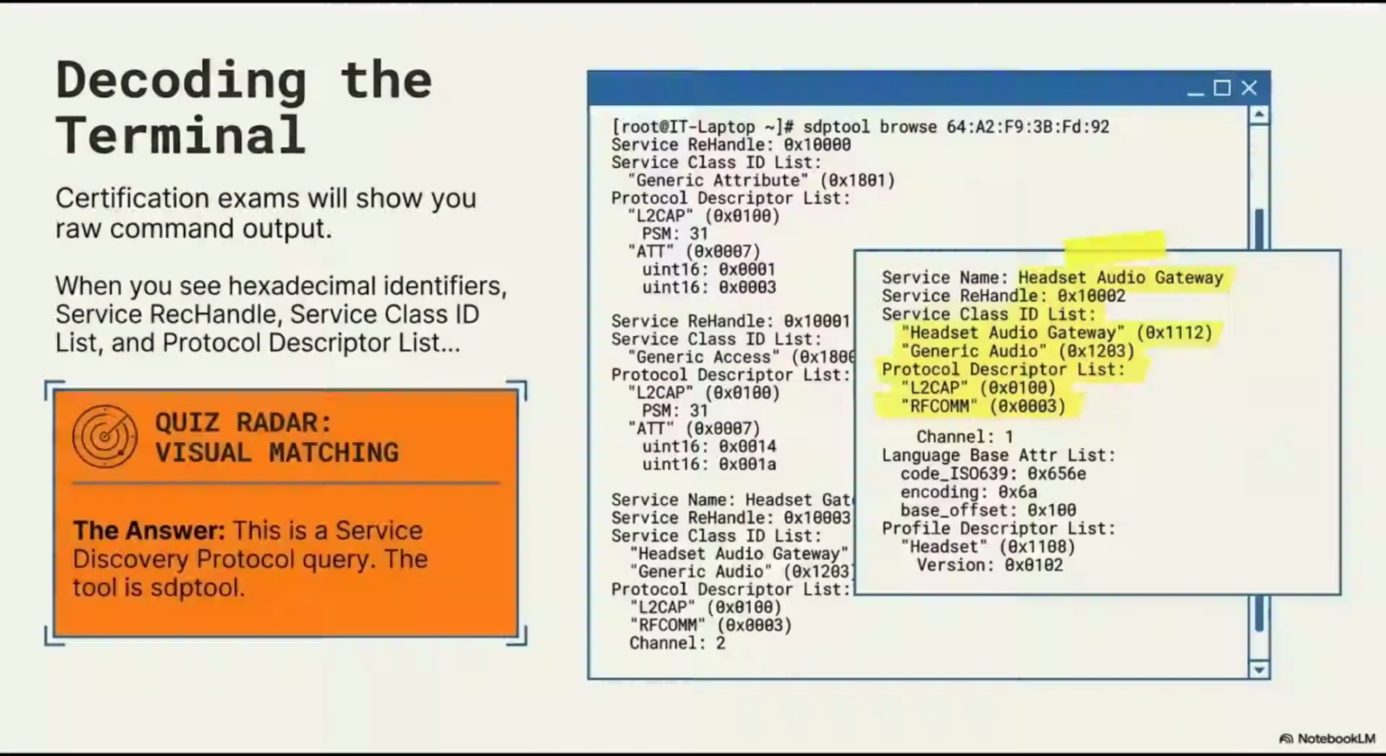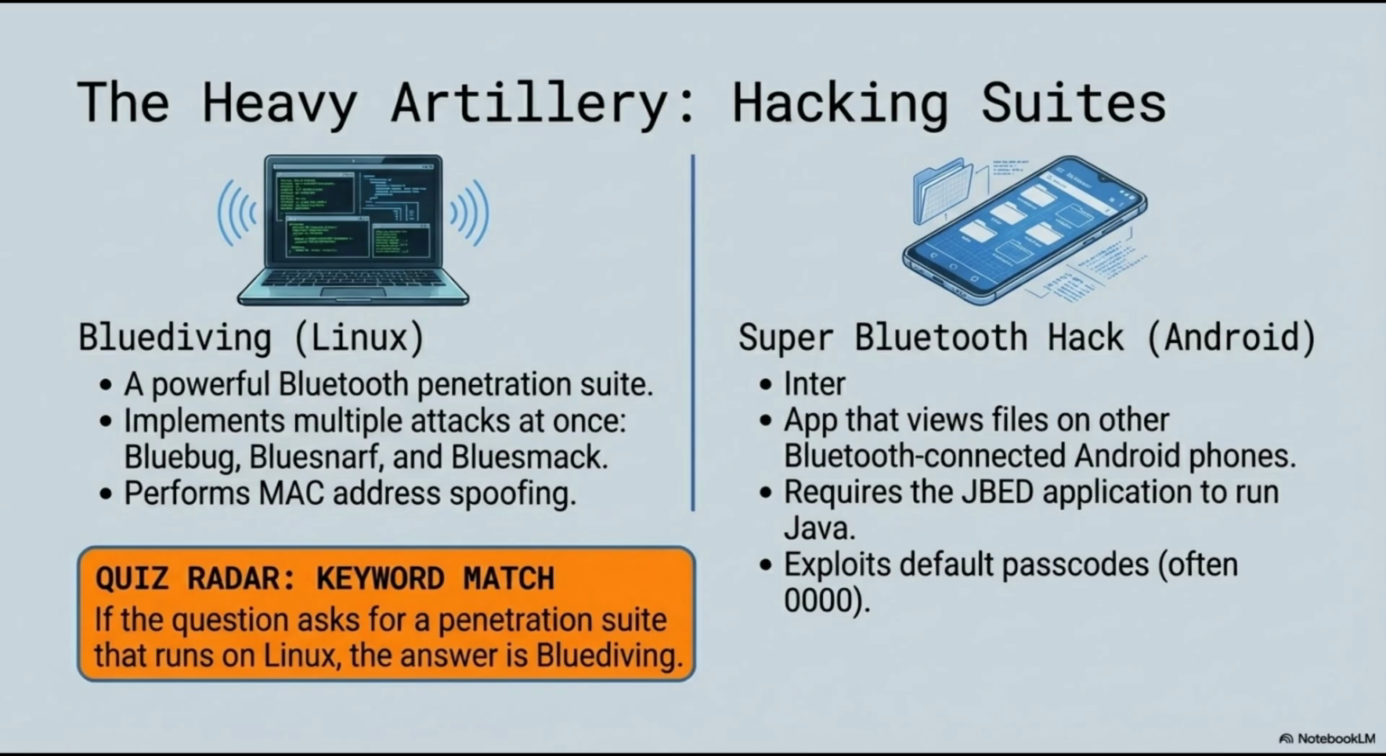We are now on slide 9, titled The Heavy Artillery, Hacking Suites. We are officially moving from the reconnaissance phase of our heist into the aggressive penetration tools. The break-in. We have 2 major suites here. First is Blue Diving. This is a powerful Linux-based suite. It doesn't just do one thing, it implements multiple attacks simultaneously. It can blue bug, blues narf, blues mac, and perform MAC address spoofing all at once. It's a multi-tool.